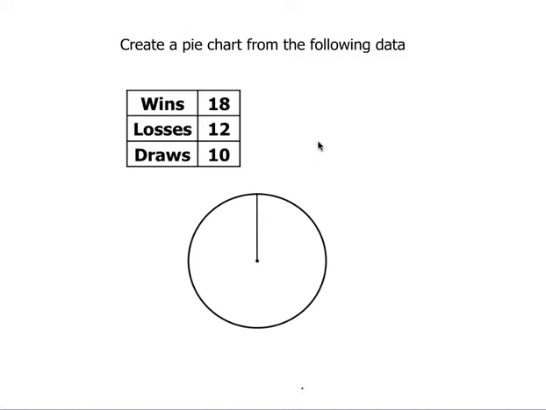Create a pie chart from the following data. So here we've been given some little piece of data. We've got 18 wins, 12 losses and 10 draws, and we've got to turn this into a pie chart. So the first thing we need to do is work out how many pieces of data we've got in total.